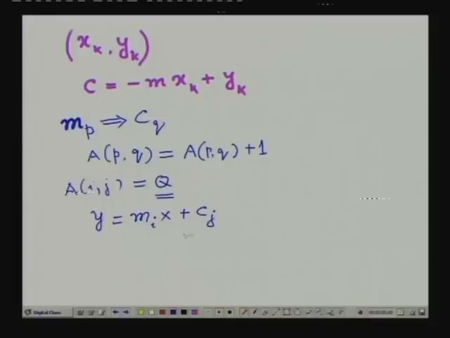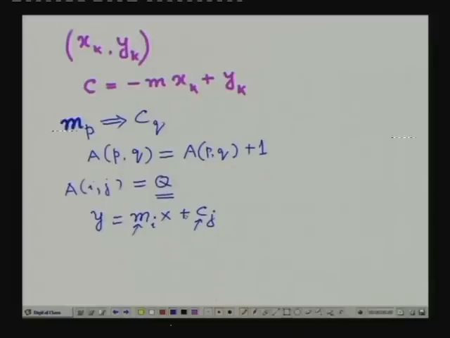Now, the question is what is the accuracy of this particular procedure, that is how accurate is this estimation of m_i and c_j. That depends upon how many accumulator cells I will have in the accumulator array. If I have a very large number of accumulator cells, then the accuracy of the computed m and c will be quite high, whereas if I have a small number of accumulator cells, then the accuracy of these computed values will be quite less.